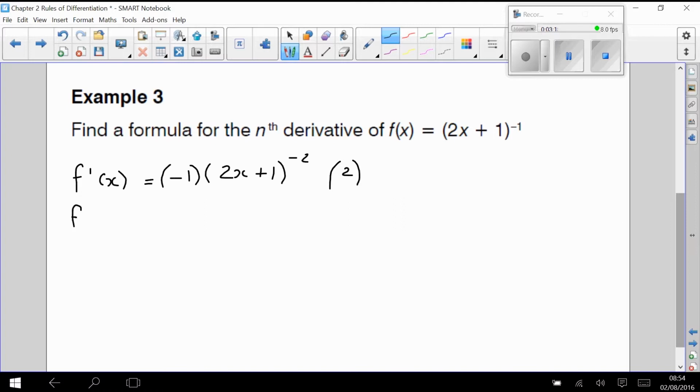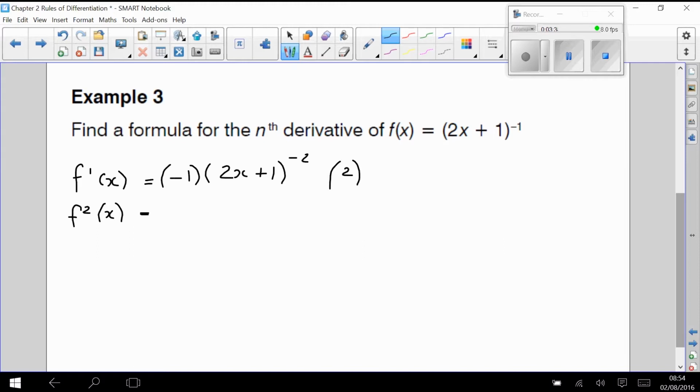Now I'm going to find the second derivative, which is going to be the derivative of the first derivative. Now you'll notice that I do not bother to simplify, and that is a trick that you need to remember if you want to find the nth derivative. Don't simplify anything because all the clues are in the factors as they are written out.